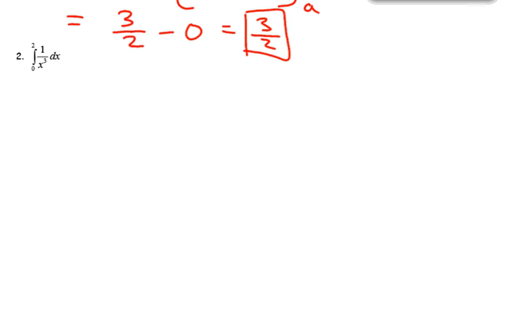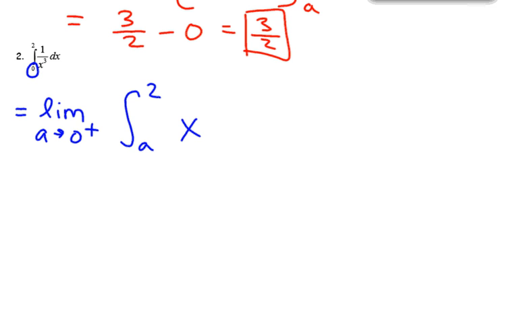For the second example, we're also looking at 0 as our discontinuity. So we're going to do the same setup at the beginning. We have the limit as a approaches 0 from the right side of the integral from a to 2, and then I'm going to rewrite 1 over x cubed as x to the negative 3 dx.